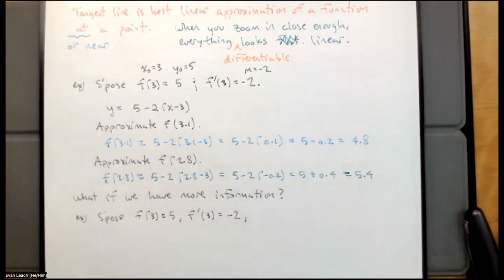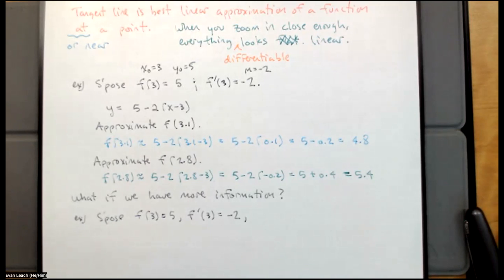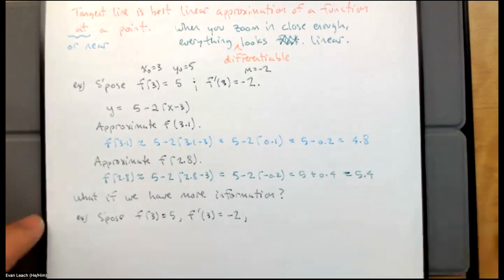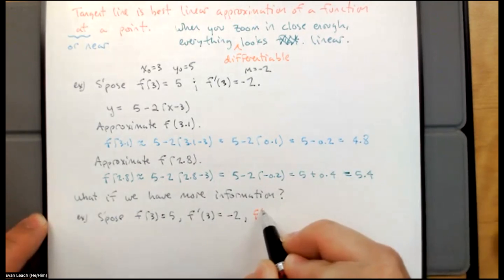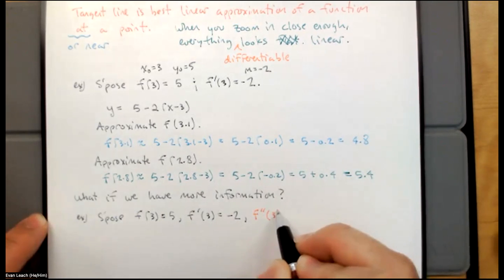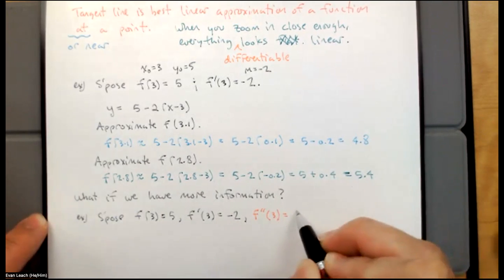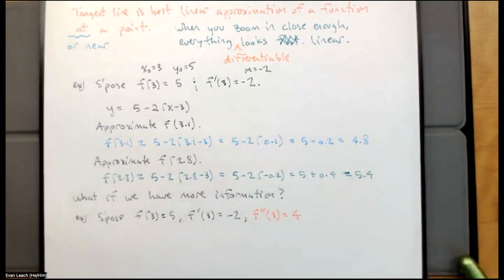I'm going to give you an additional piece of information using a phrase that I haven't even spoken at this point. Let's suppose that I have f of 3 is equal to 5. That's what we knew already. f prime of 3 is equal to -2, but I have additional information. f double prime of 3 is equal to 4.